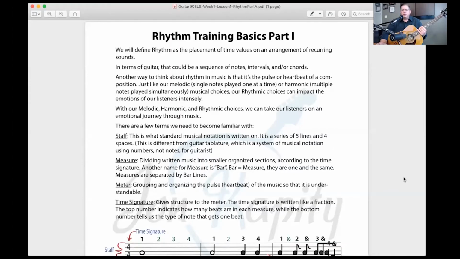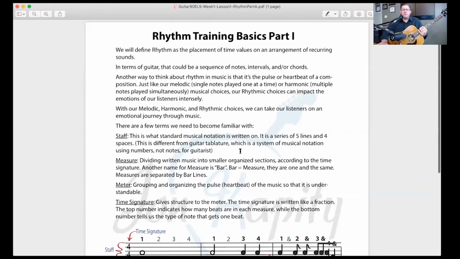Okay, so of course you can print out the PDF in your course, or you can pull it up on your device to follow along, or you should be able to see this on the screen as well in my screen share here. I'll expand it out just a little bit. Okay, so rhythm is the placement of time values on an arrangement of recurring sounds.